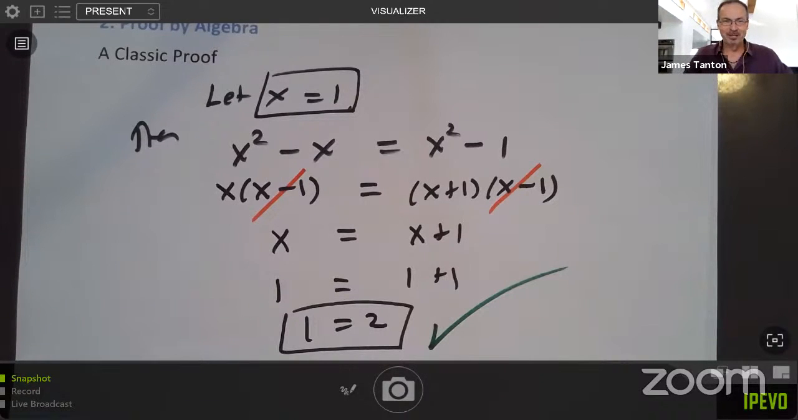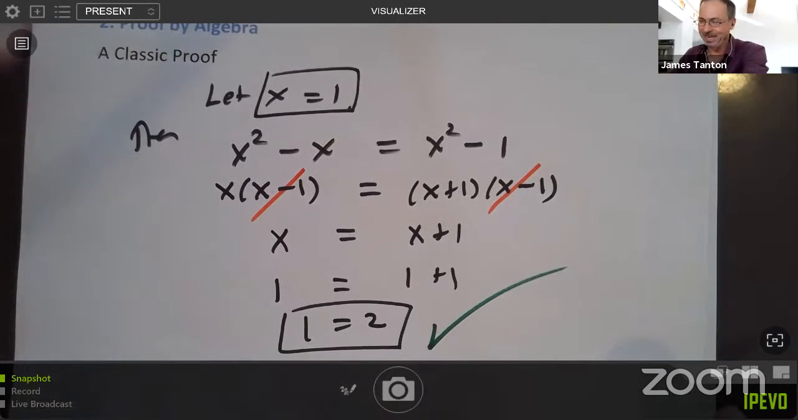Oh, people are saying I'm doing a naughty thing by dividing by 0. You know, this is the classic proof. You often see this on Twitter and Facebook and stuff. This proof makes its rounds every 15 years or so.